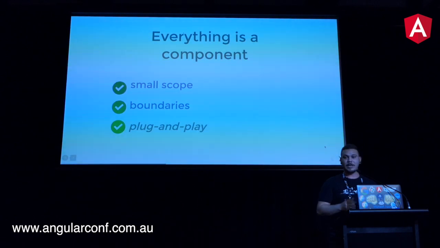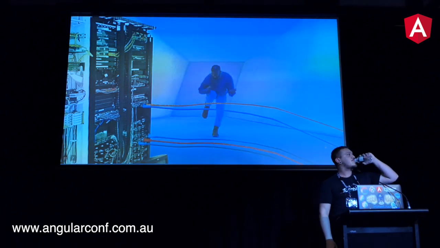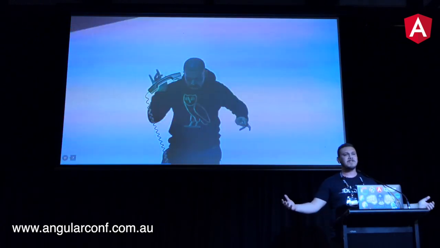And at the end, talking about web, everything's a component. And it means that, even if you don't like it, even if you don't want to do it, everything has a small scope. You always have boundaries, because your component, like your homepage component, shouldn't know about the payment page, right? You don't need to be that tight. And everything should be plug and play. And when I talk about plug and play, I talk about this. That's what I'm talking about.